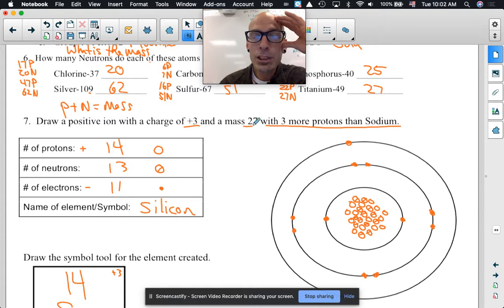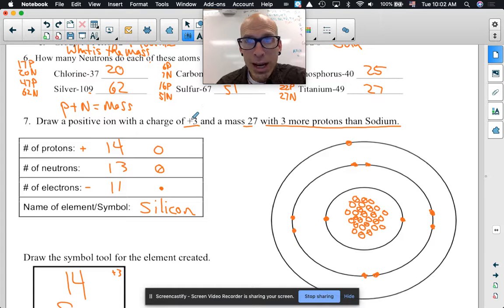Since the mass is supposed to be 27, we know that 14 and whatever the neutron number has to add up to 27. You're supposed to know that the mass number is the proton plus the neutron. So 27 minus your 14 protons is your 13 neutrons. These two have to sum to 27. So that tells us that there's 13 neutrons.